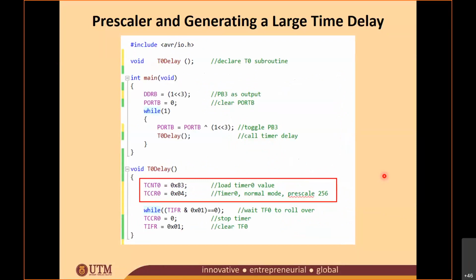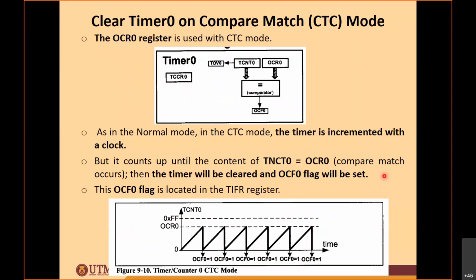We are going to learn the second method to generate a delay by using a compare match. CTC mode means clear timer 0 on compare match. In this CTC mode, you're going to compare your TCNT with another register called the OCR register. If the TCNT is equal to the OCR register, then the OCF flag will be set. If not, then the TCNT will keep increasing.